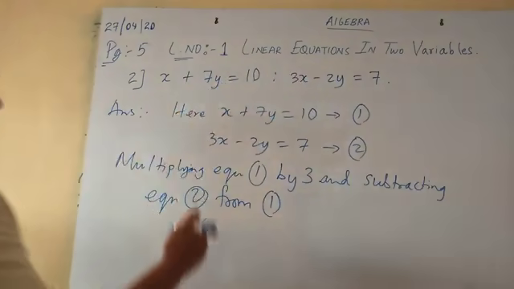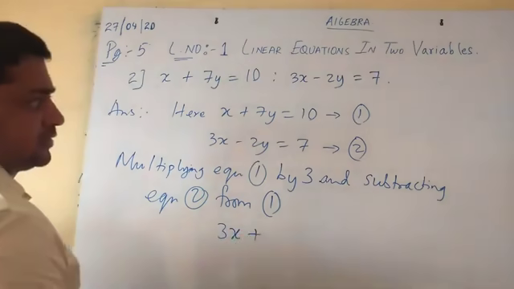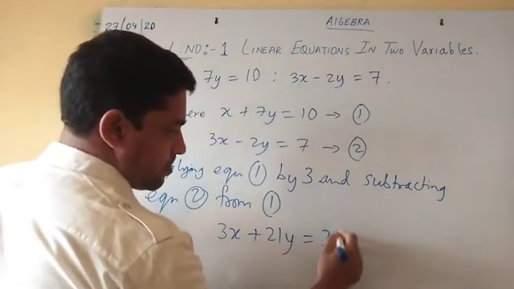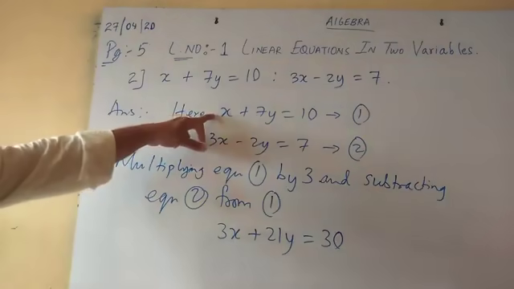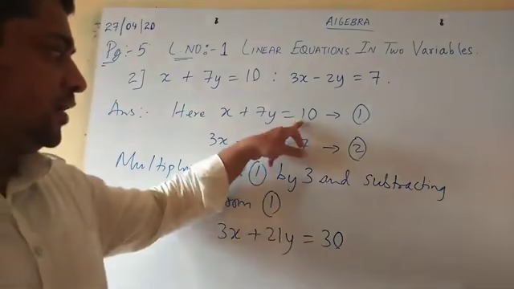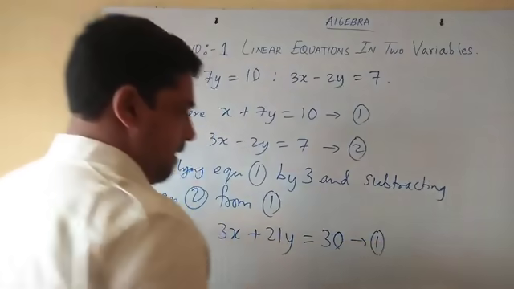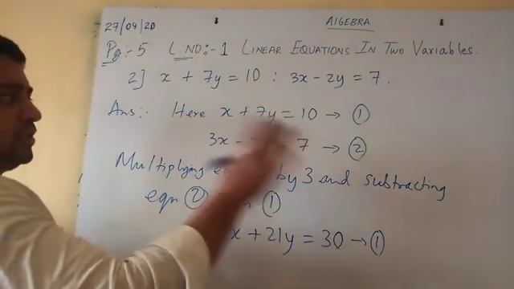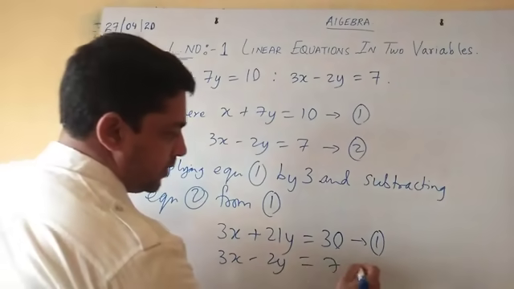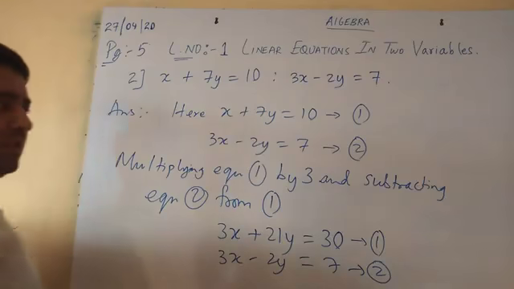So I'll first multiply equation 1, that means it becomes 3x plus 21y is equal to 30. We'll check it again: 3 into x is 3x, 7 into 3 is 21, 10 into 3 is 30. Is it clear? Now I'll write it as 1. And the second will be as it is, we are not touching the second equation. So it will be 3x minus 2y is equal to 7. There is your equation 2. Clear? Now the sum becomes the same.